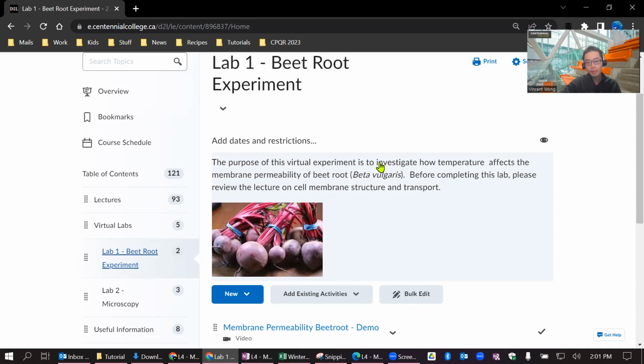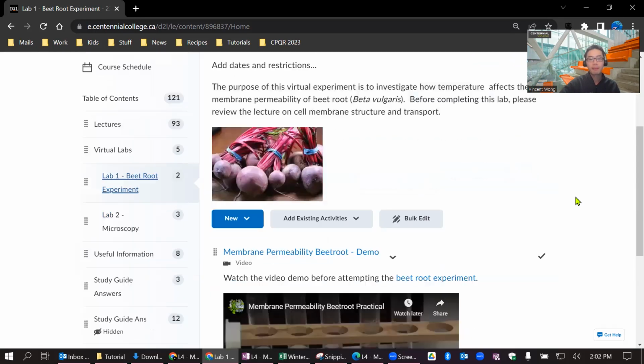The purpose of this virtual lab is to investigate how temperature affects the membrane permeability of beetroot, Beta vulgaris. Before completing this lab, please review the lecture on cell membrane structure and transport, which is the lecture we just did. You should also review the first lecture, the scientific method. Specifically, you should understand the independent variable, dependent variable, as well as standardized variable. All that stuff will be important when it comes to doing your lab report.